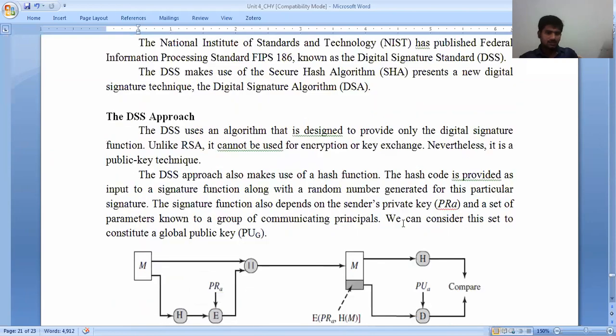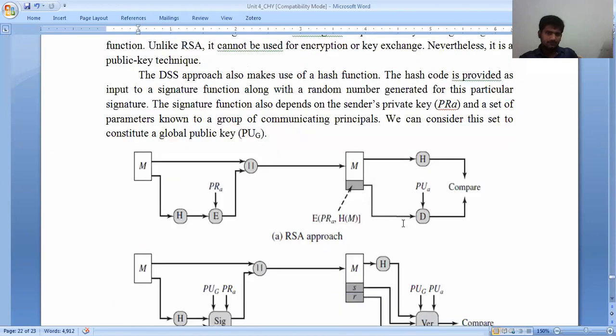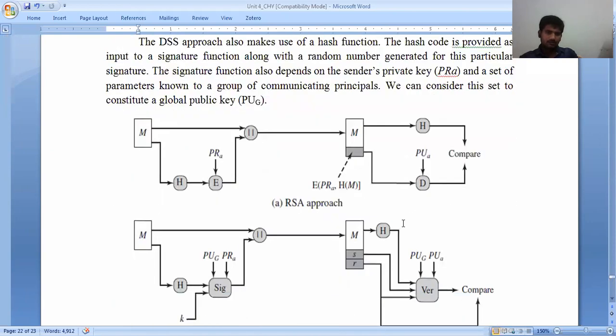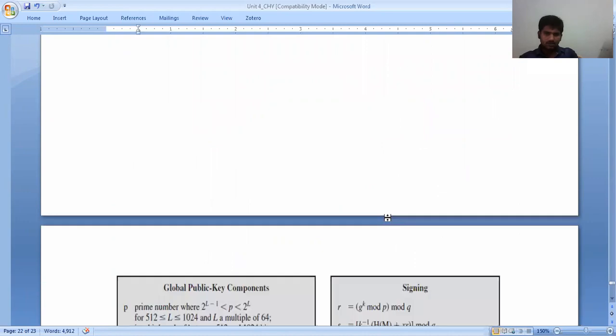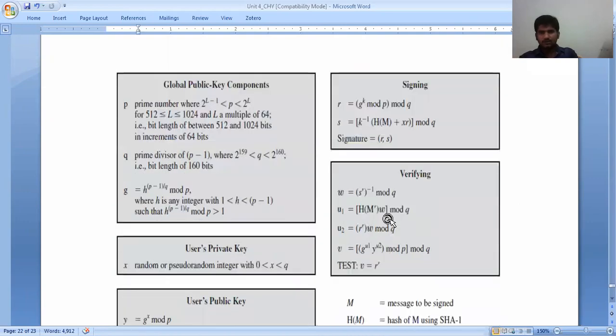So how will the DSS approach work? We have a simple algorithm, with public key and private key and how they are used. All those things are in a simple diagram, so you can remember this one. The global public key components, that is the GPK.